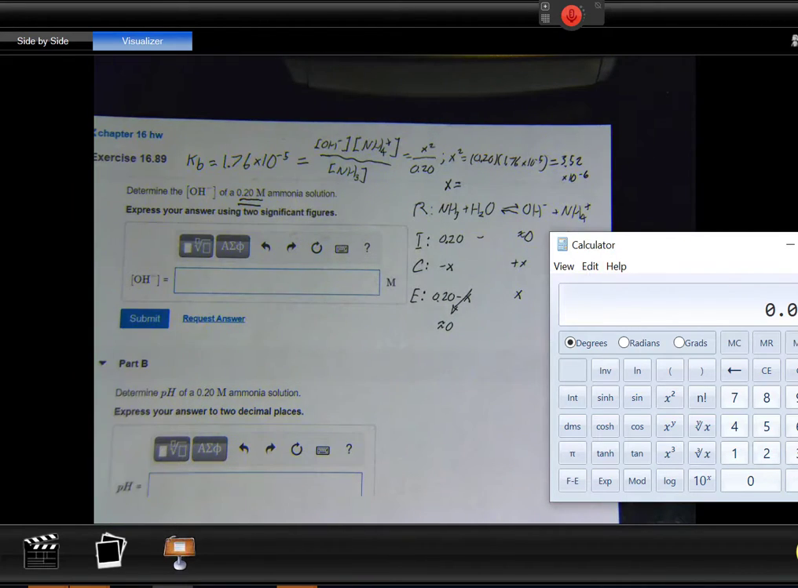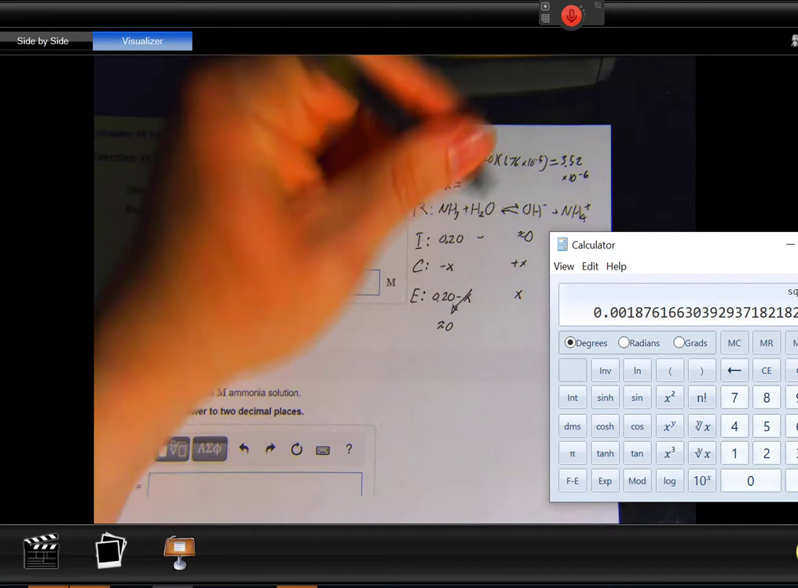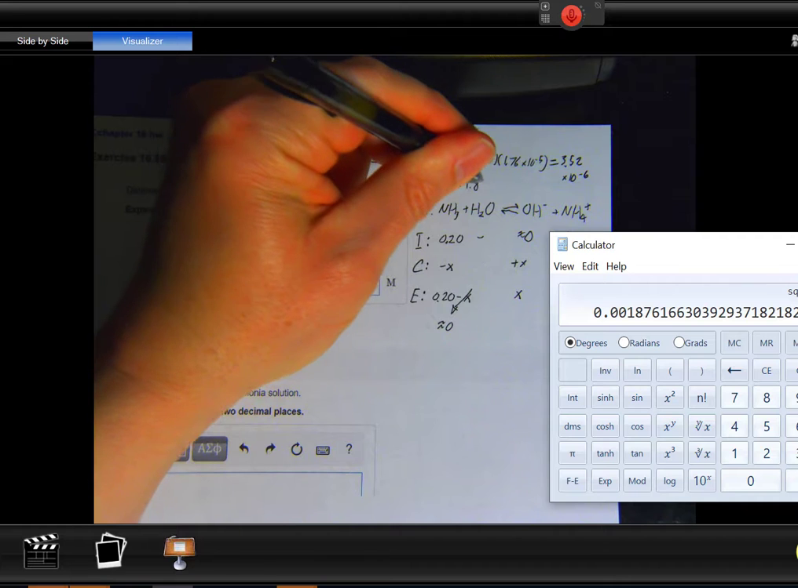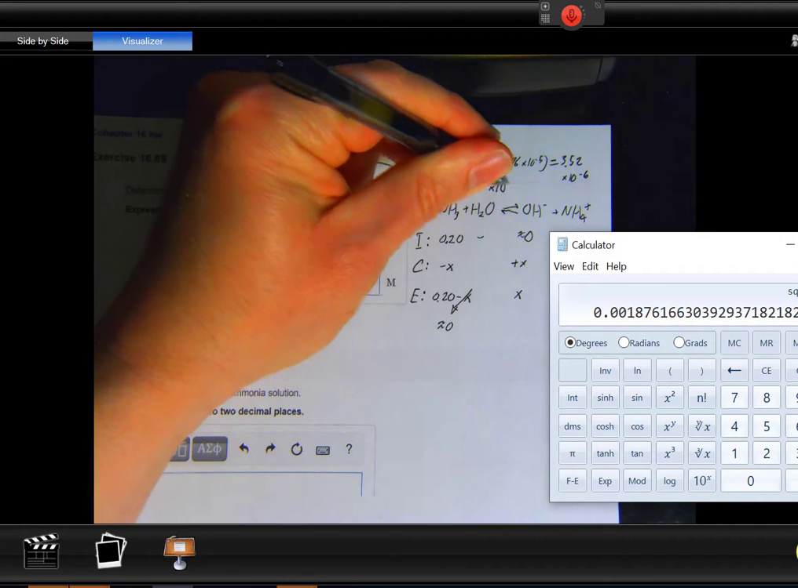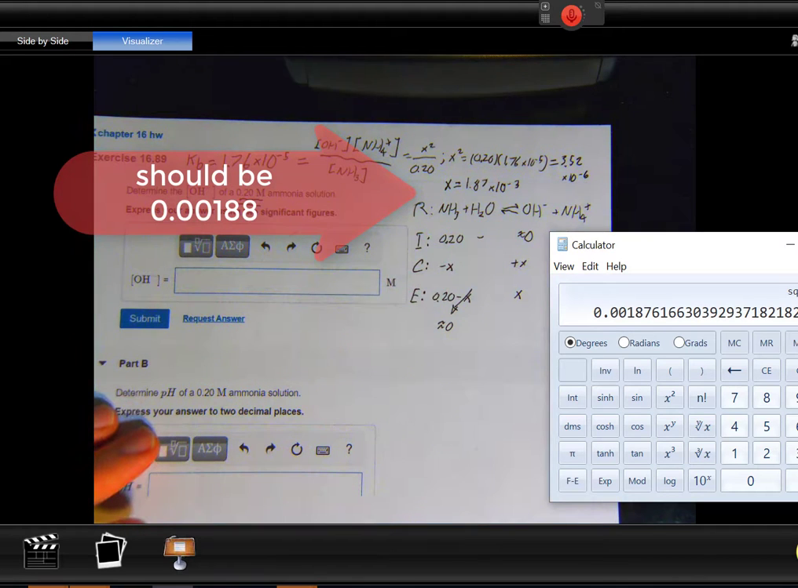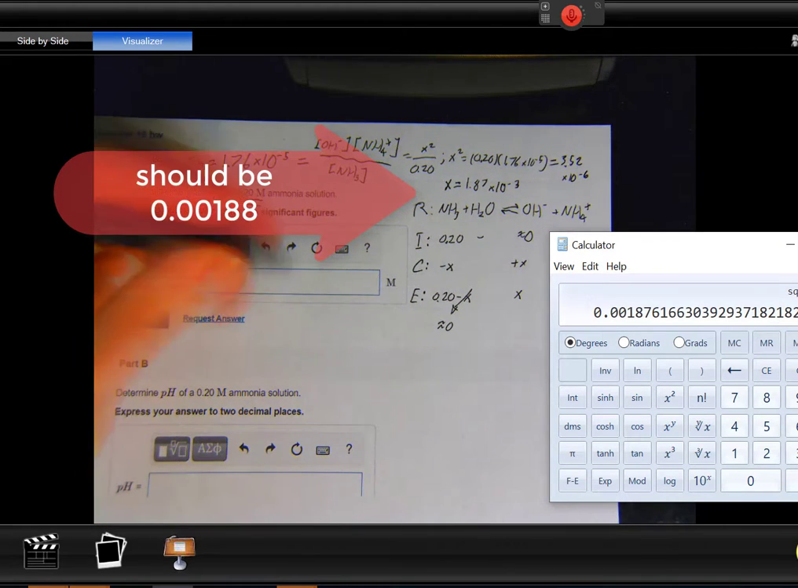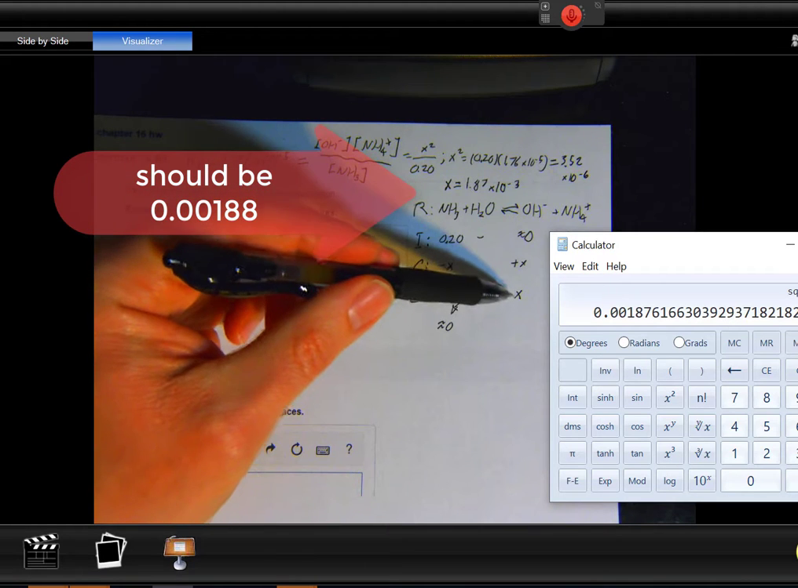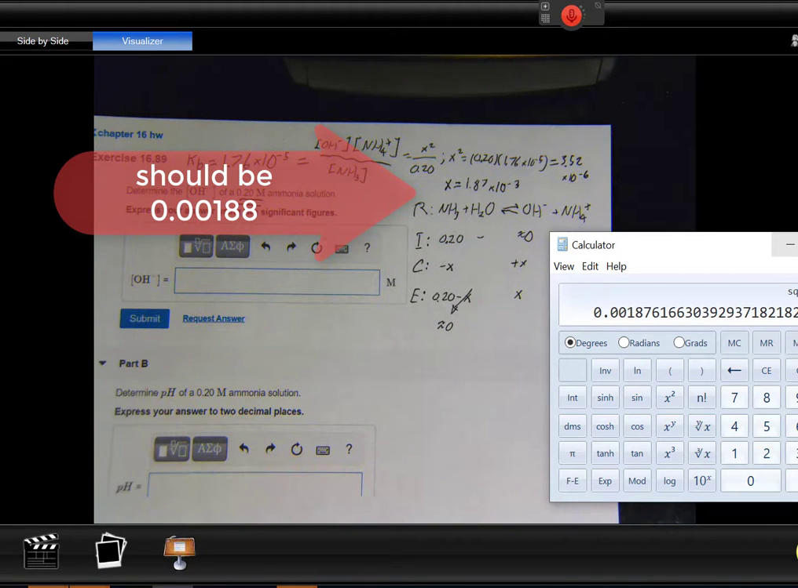So what we're going to do there is take the square root of that. So square root button right there. And that's our answer. Again, I'm going to put that in scientific notation. So there are 2 zeros. So we'll call that 1.87 times 10 to the negative third. So that is x.